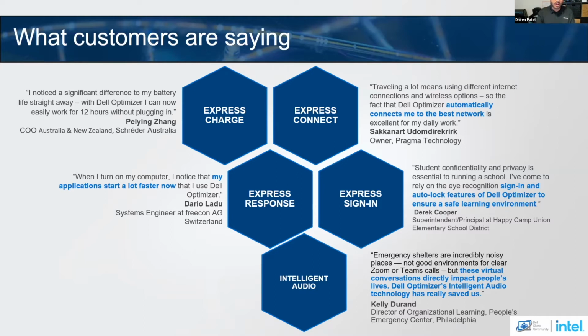We have options for our Optiplex, Precisions, Latitudes, and Ruggeds, a lot of products. First and foremost, what are some of the customers that we've talked to that have been able to give feedback? We have a customer in Australia that talked about Dell Optimizer and what it's done from a battery life perspective. We have a customer in Switzerland that talked about Express Response and how that's really optimized application performance. We have someone, I can't remember where this individual's from, but definitely a global customer, who talked about the overall connectivity. And then we have a couple of folks from the US that talked about Intelligent Audio and Express Sign-In.